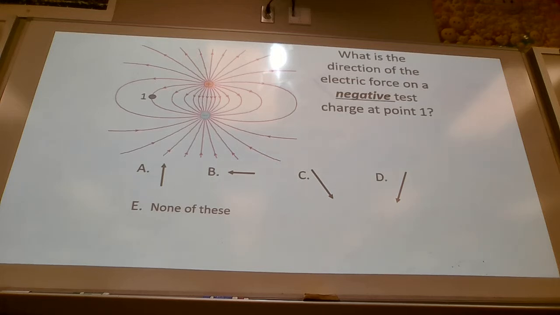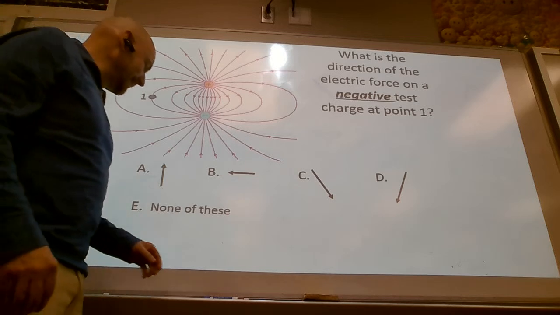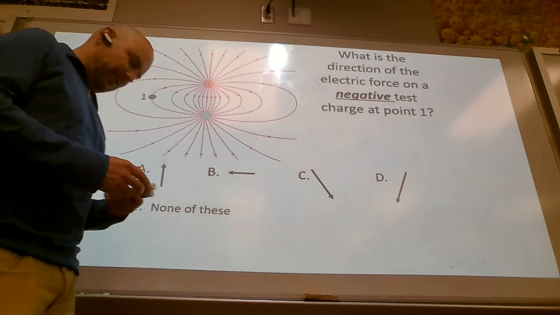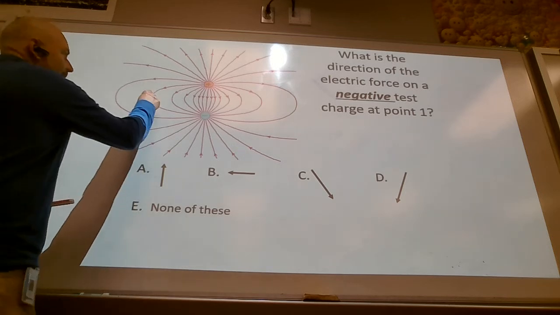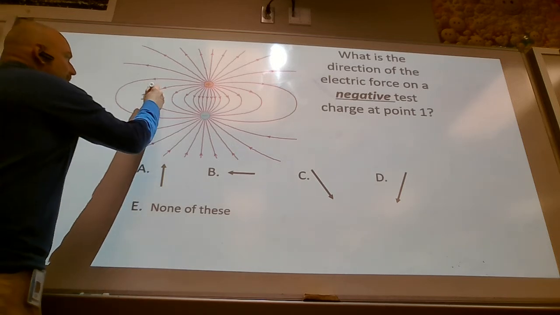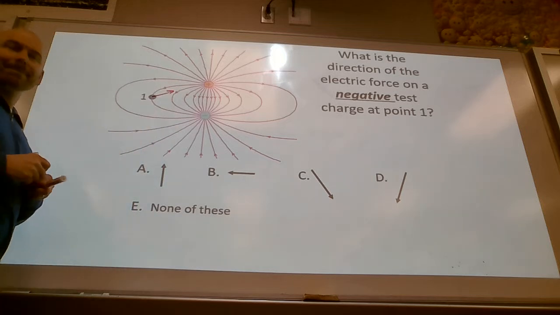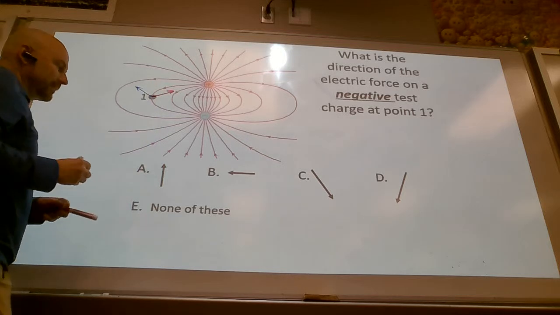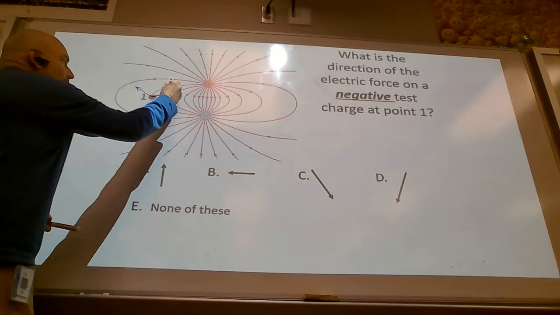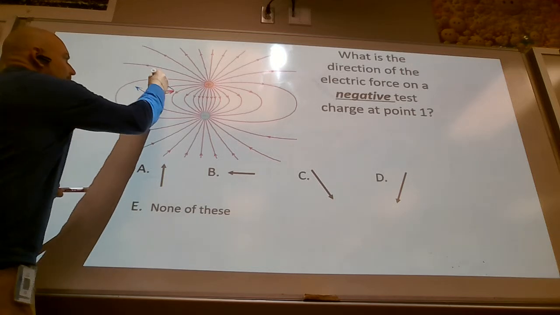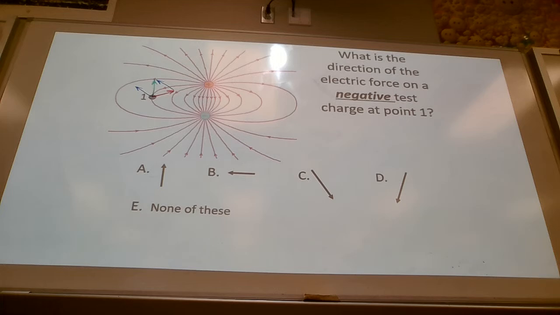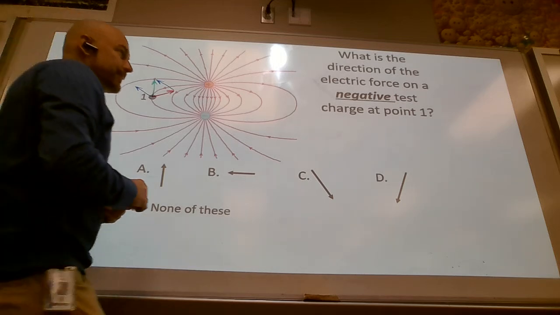Correct answer is A. Here's my guess of how you answered that, and I'm going to give you an alternative way. So, a negative test charge is going to be attracted to the positive and repelled by the negative. The resultant vector, cut and paste, head to tail. Good with that? Okay, so that's the electric force.